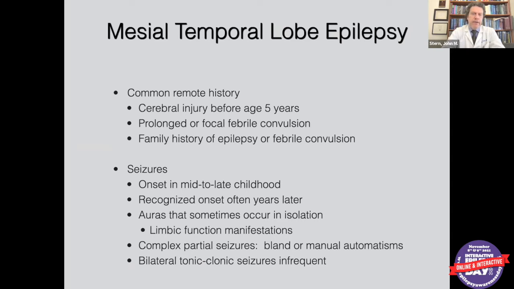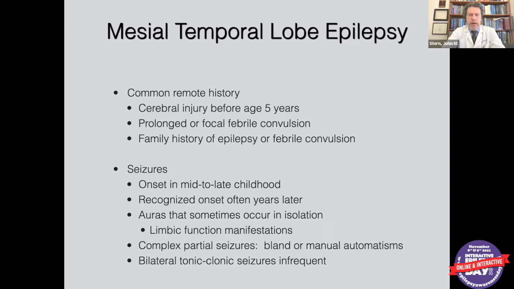Or they had convulsions with fevers in early childhood. It's called a febrile convulsion. Or maybe you have a family history, somebody else in the family who's had seizures or epilepsy. And so there's that backdrop, which is considered not a necessary cause for epilepsy. People can have this and not have epilepsy, but it raises the risk. And then when you see that in the story, you have a better sense of what's the problem.